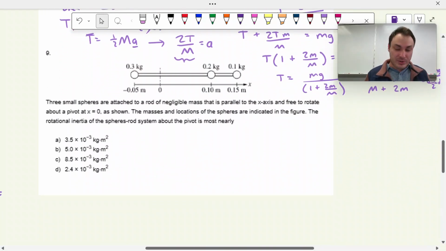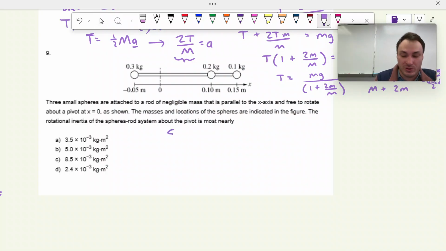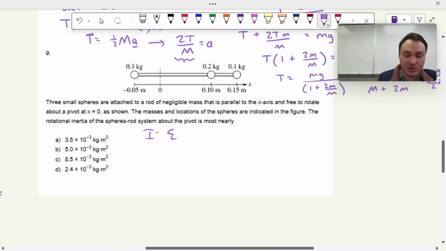All right, 9. Three small spheres are attached to a rod of negligible mass that is parallel to the x-axis and free to rotate about a pivot at x equals 0. As shown, the masses and locations of the spheres are indicated in the figure. The rotational inertia of the sphere-rod system about the pivot is most nearly blank. So we're just going to solve for the rotational inertia. The rotational inertia is equal to the sum of m r squared.